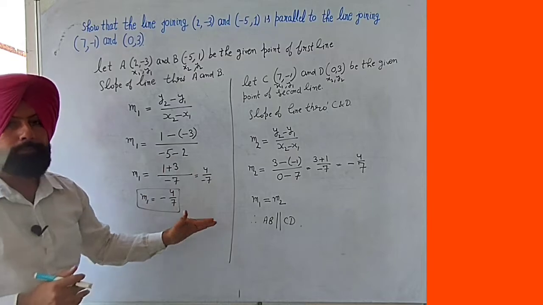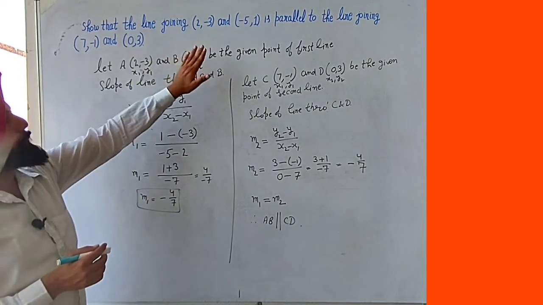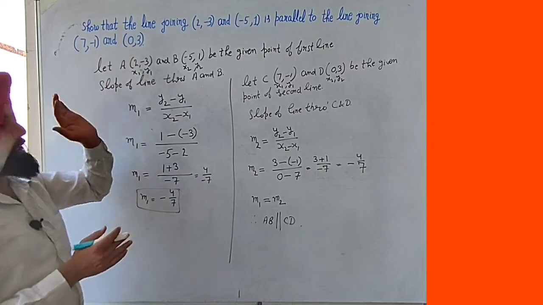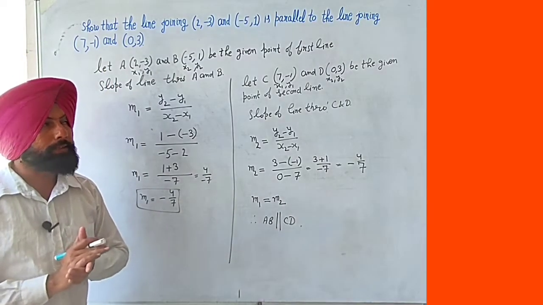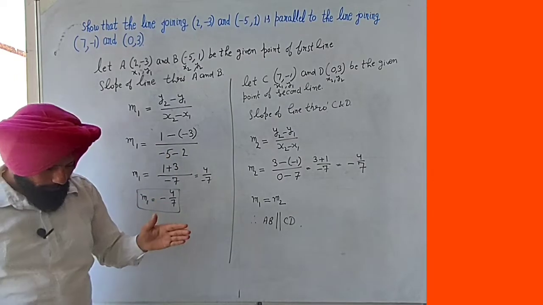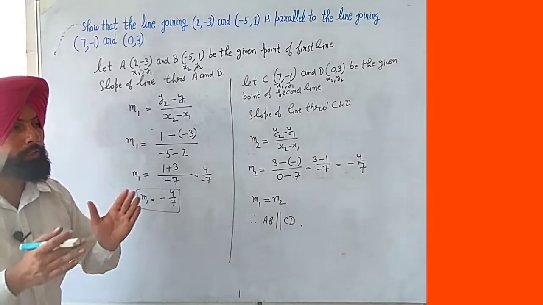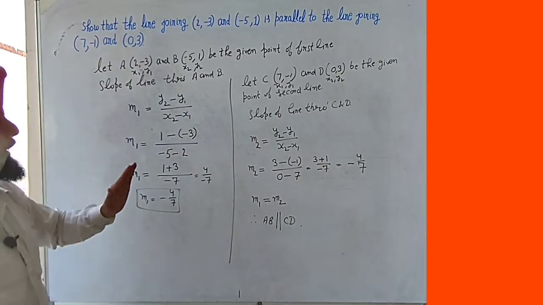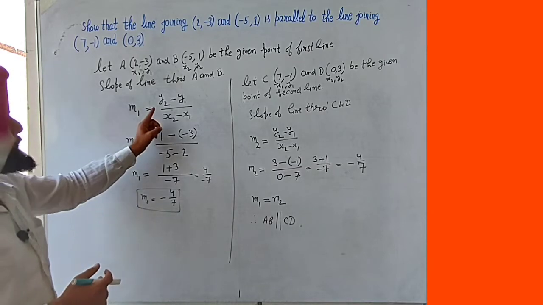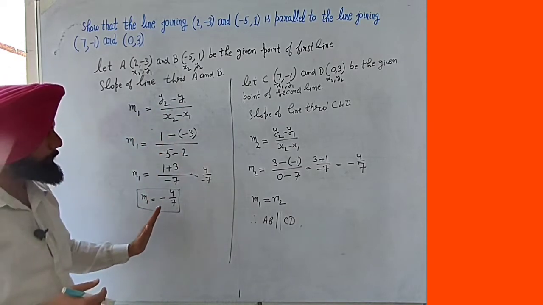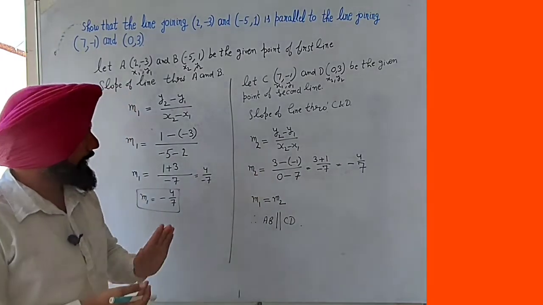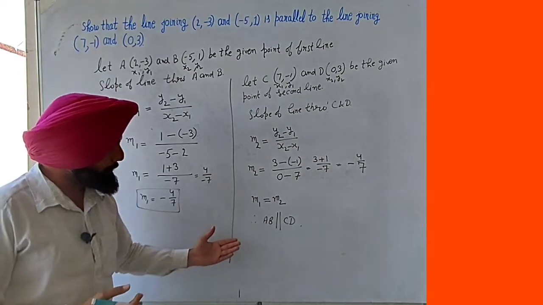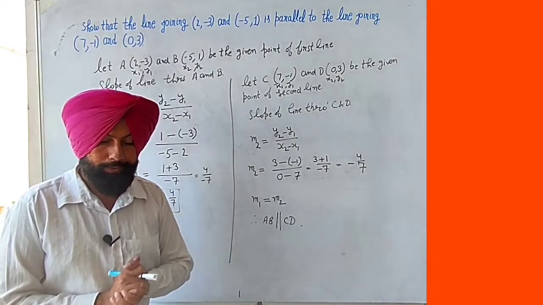In this sum, we had two lines whose points were given. We were asked to prove that the given lines joining are parallel. For parallel, we have to show that their slopes are equal. So we found the slopes of both lines by applying the formula for slope of a line, that means y2 minus y1 over x2 minus x1. So we get the same result in both cases, m1 and m2, minus 4 over 7. So m1 equals m2. That means the given pair of lines are parallel.